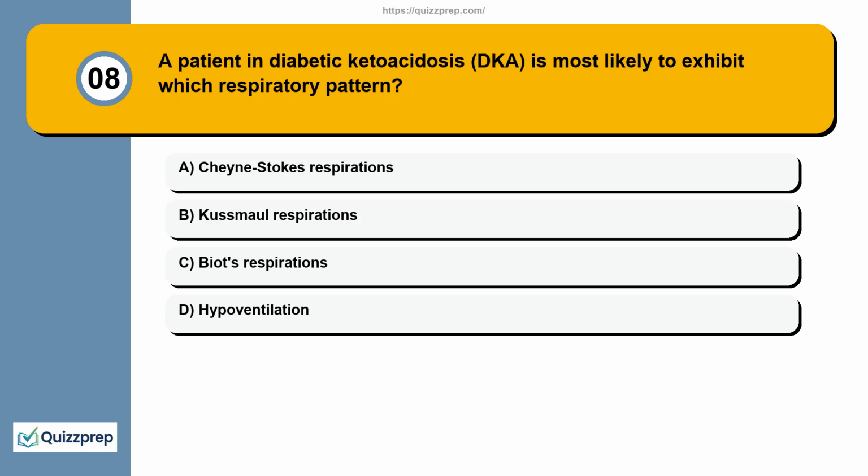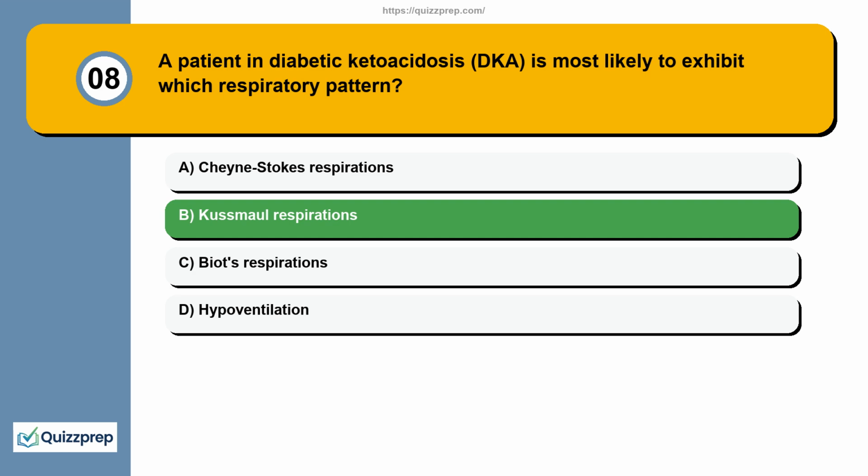Question 8. A patient in diabetic ketoacidosis, DKA, is most likely to exhibit which respiratory pattern? Here are your options. Option A. Cheyne-Stokes respirations. Option B. Kussmaul respirations. Option C. Biot's respirations. Option D. Hypoventilation.